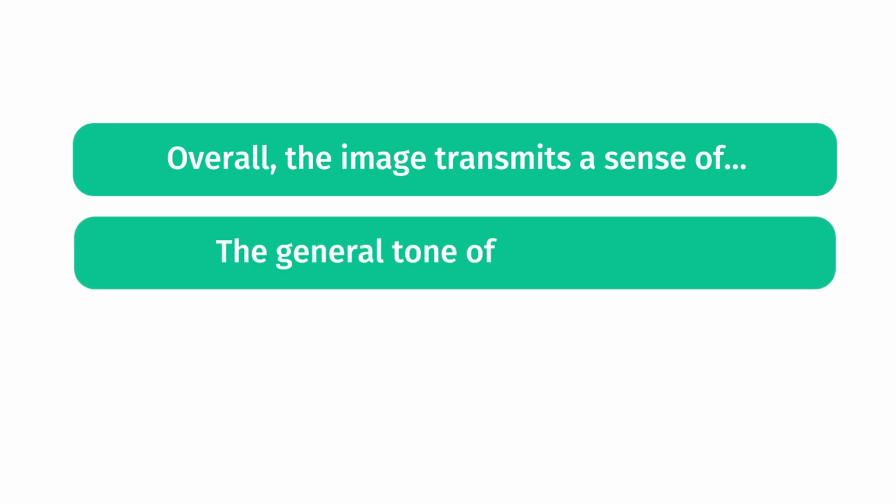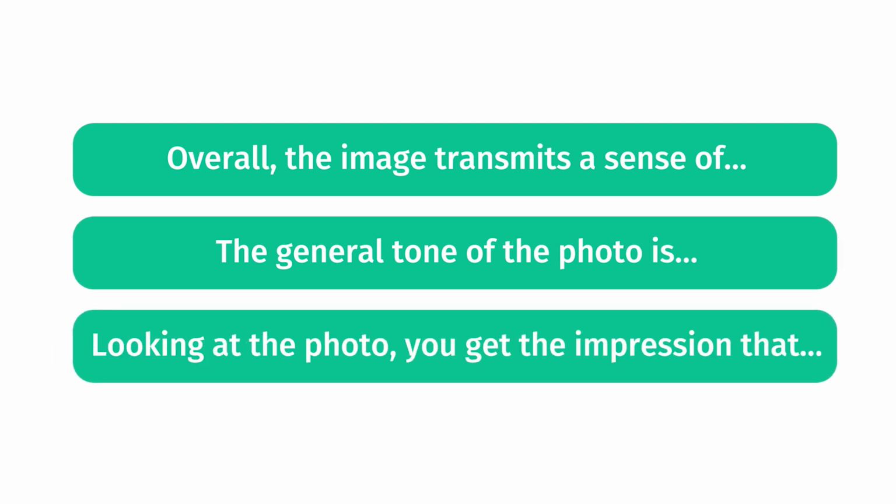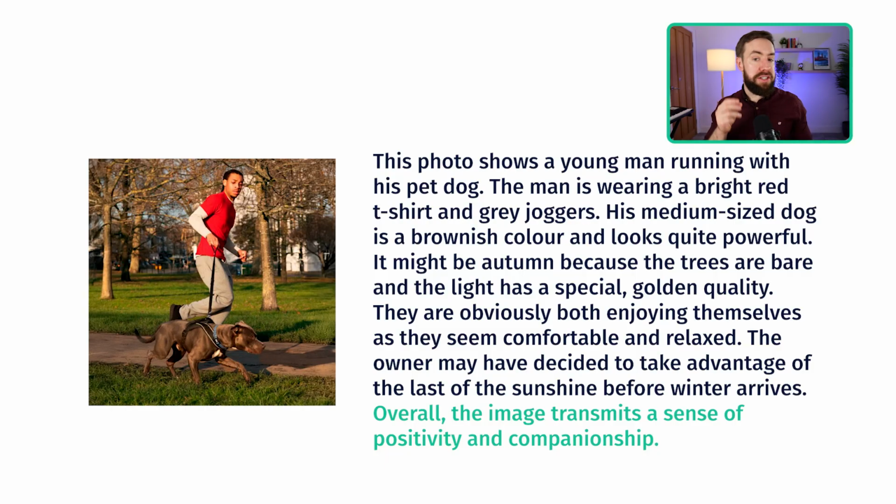Or we could say, the general tone of the photo is, or looking at the photo, you get the impression that, and get the impression means you have the idea that, and then you say they're having a great time, or they might stay in this place for a long time. Whatever it is, it depends on the photo. But these are really nice sentences to finish your answer. So for our answer about the man and his dog, we could say, overall, the image transmits a sense of positivity and companionship.